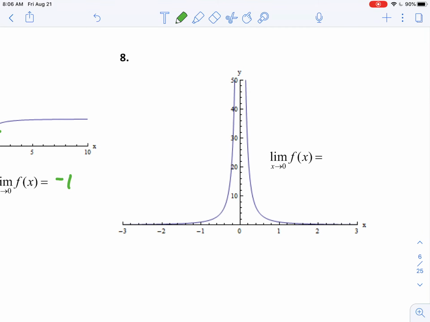Number 8, the limit as x approaches 0 of f of x. Now, from this side, it looks like I go up towards infinity, and from this side, it looks like I go up towards infinity. So, the limit as x approaches 0 of f of x, you could say is infinity. However, infinity is not an actual answer. It's not a number. So we say does not exist. You could technically say infinity or does not exist, but you have to know that they mean the same thing.